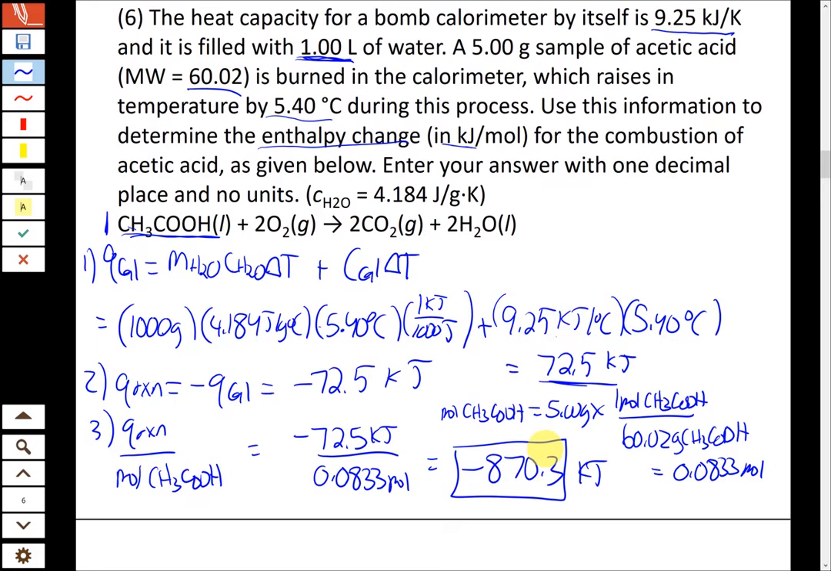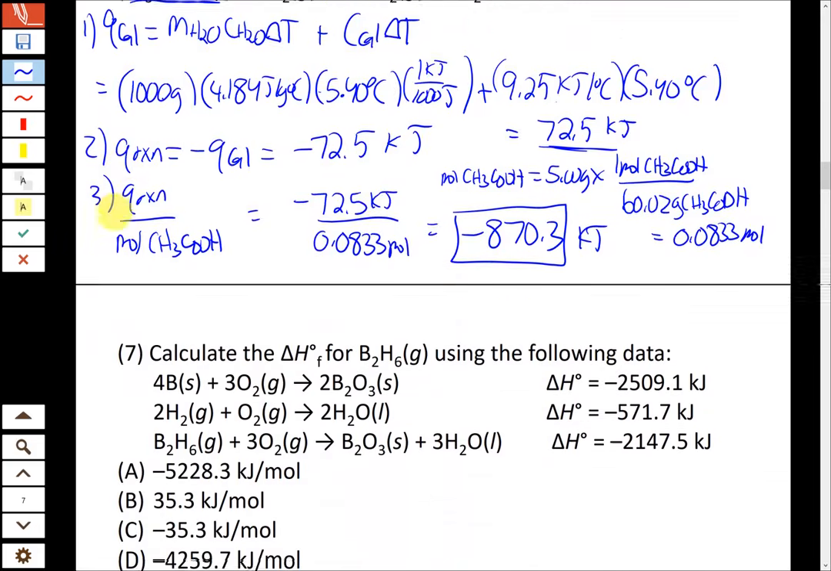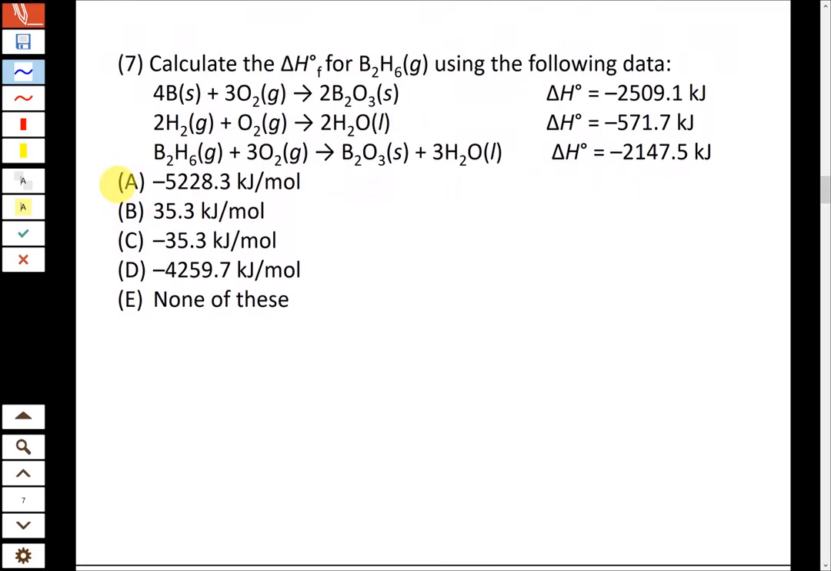Great. All right, number 7 here is what's called a Hess's law problem. This is where we're going to give you 2 or more thermochemical equations, and we're going to ask you to combine them in some ways to find the delta H for some other reaction. So in this problem here, we're looking for the delta H of formation for B2H6 using the data given down here with 3 different equations. Now, in a lot of problems like this, we will explicitly tell you which chemical equation you want to find delta H for.